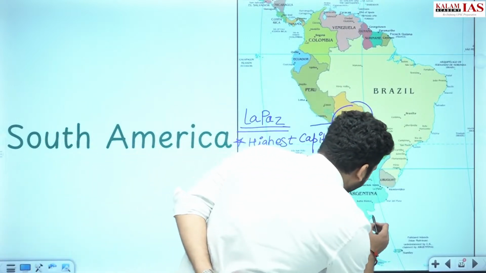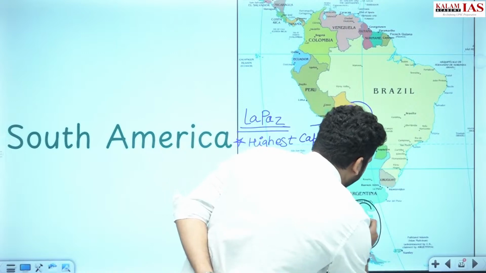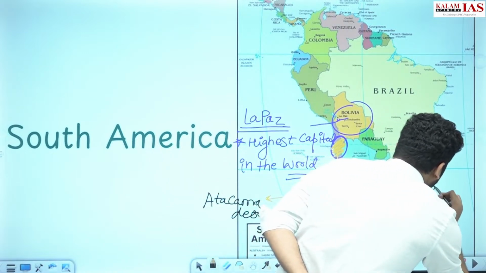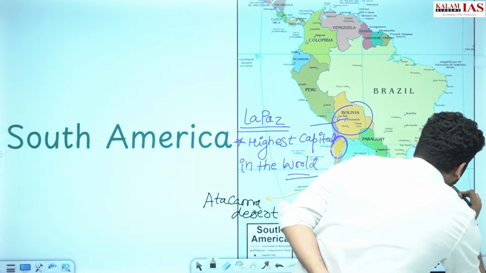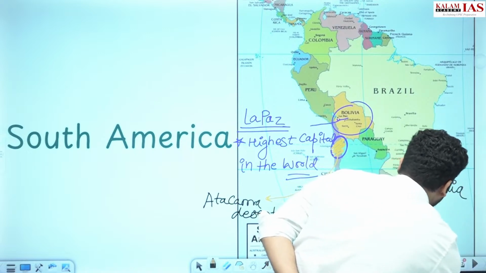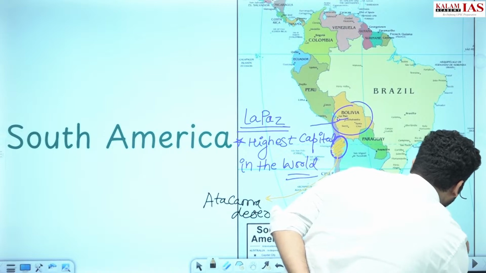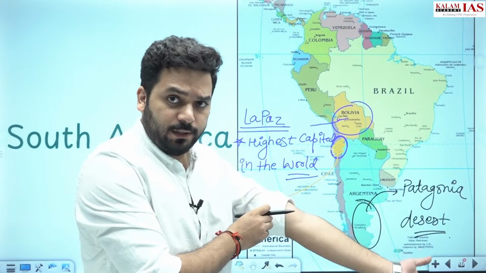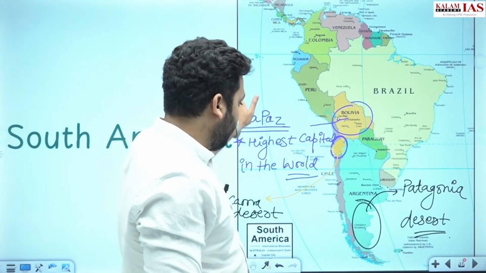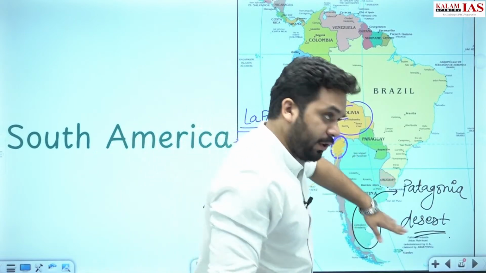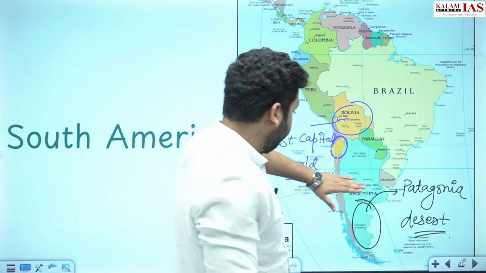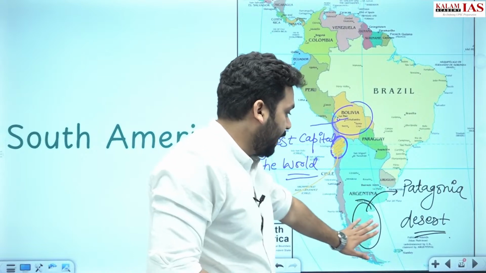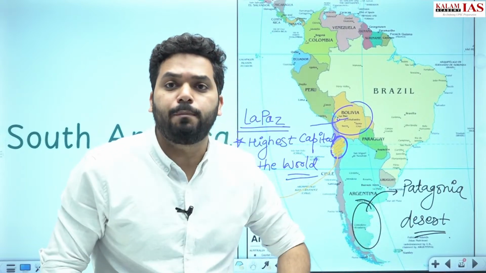Then in Argentina we have the Patagonia Desert. It is a cold desert. Again, the westerlies which are blowing, so it is a rain shadow region of the Andes. Because of that, dry conditions. It is also called Piedmont Plateau.